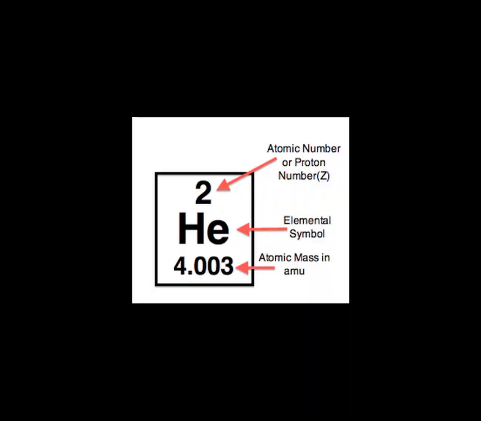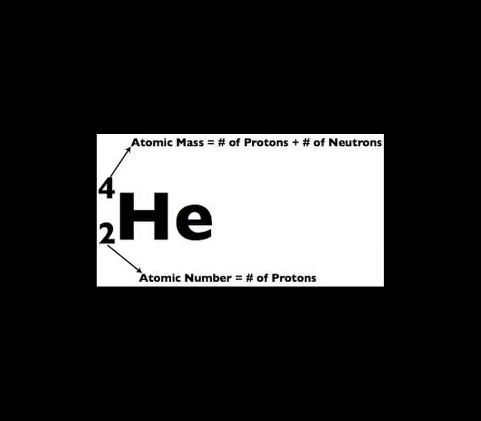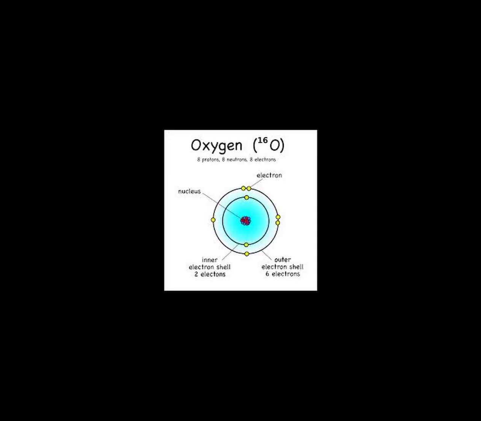The A number is also known as the atomic mass number, and it is just the total number of protons and neutrons in an atom's nucleus. So for example, oxygen-16 has a mass number of 16 because it has 8 protons and 8 neutrons.